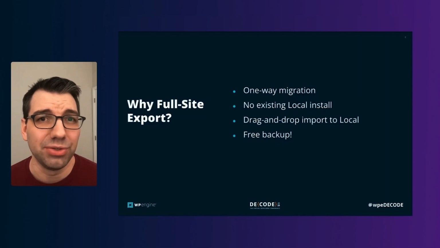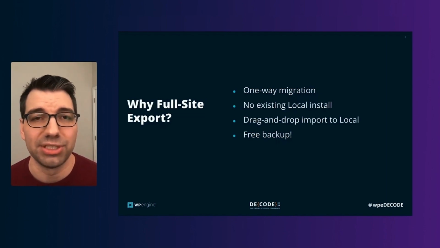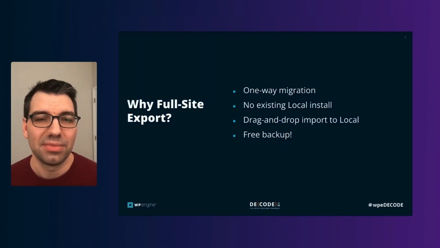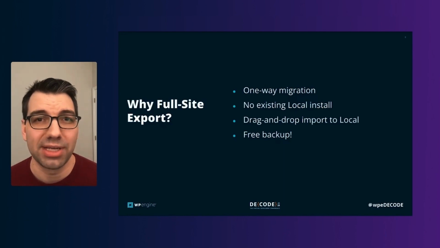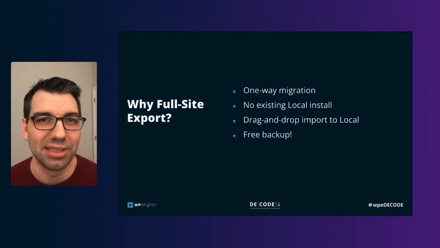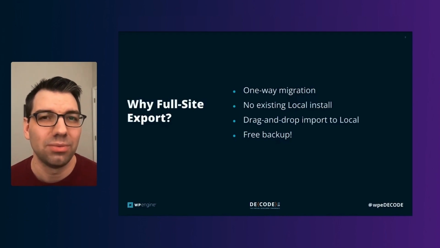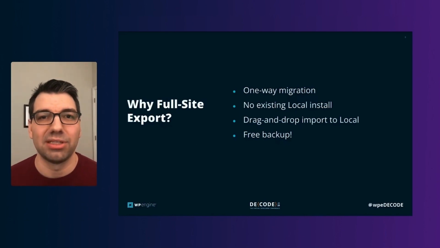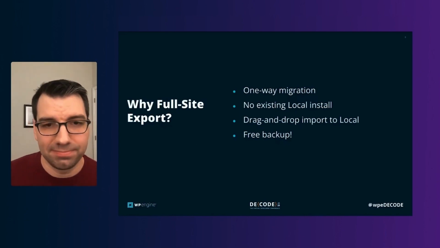If there was, we could use maybe a push migration or a pull migration to get the site down into the local machine. But because there's no existing install, a drag and drop import to local makes the most sense. And finally, by doing a full site export, we also get a free backup. The entire site will be encapsulated in one bundled zip file, which is a great backup before you make any future changes. So to get things started, let's jump into WP Migrate and see how this works.